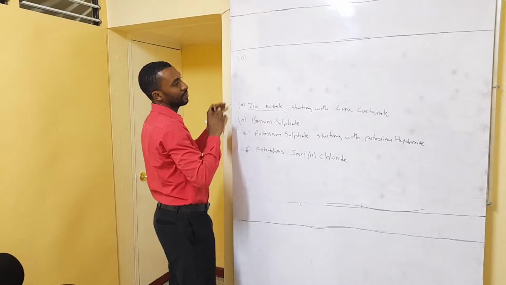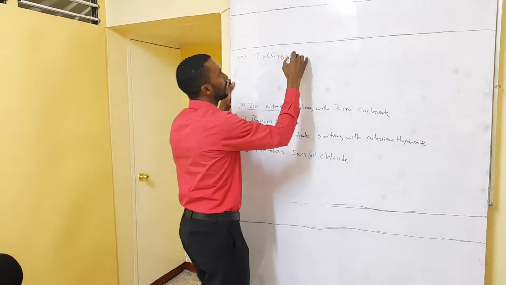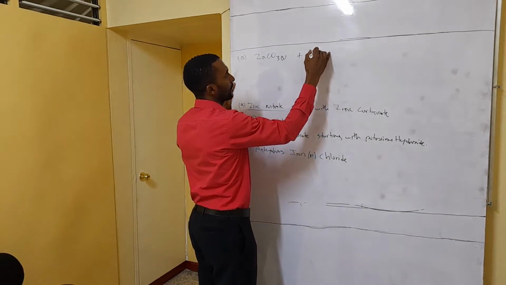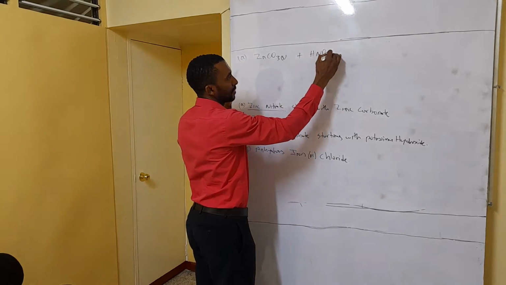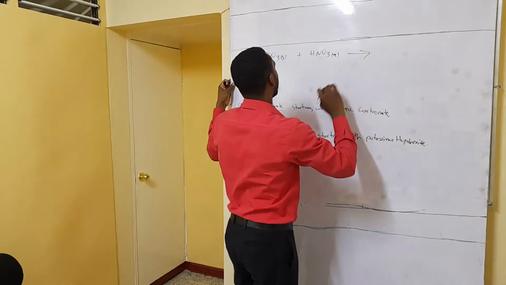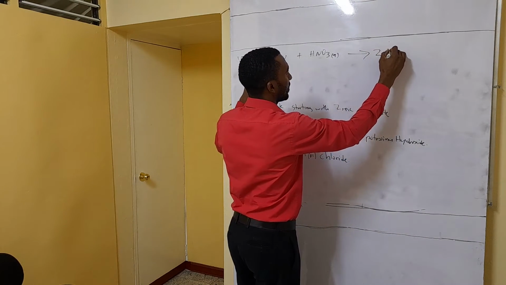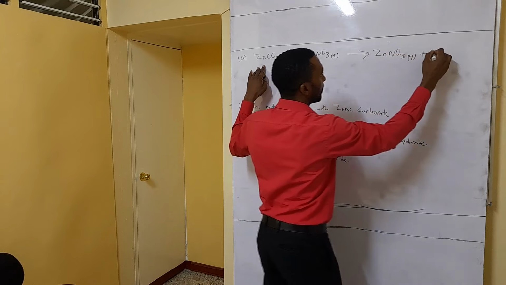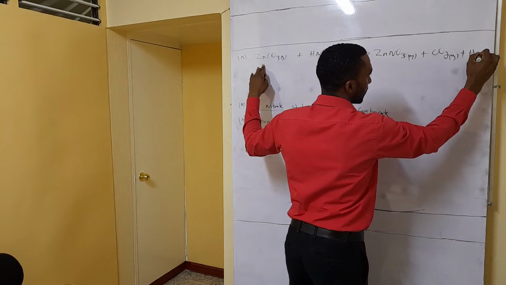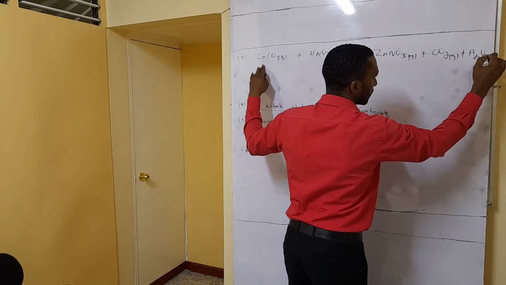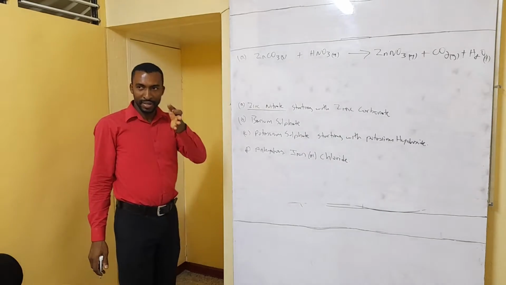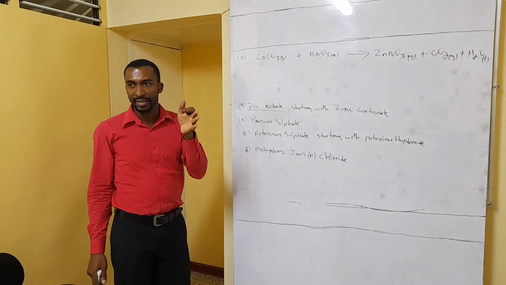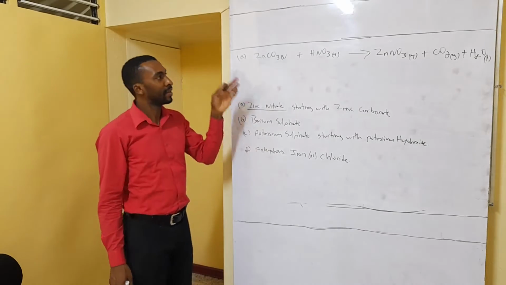So A is going to be zinc carbonate, solid. We have to react this with the acid which contains the nitrate, so it's going to be HNO3, aq. Remember that this is going to produce zinc nitrate, aq, plus CO2 gas, plus H2O liquid. Following? So this method is method 4, in which it's an insoluble carbonate plus the acid.